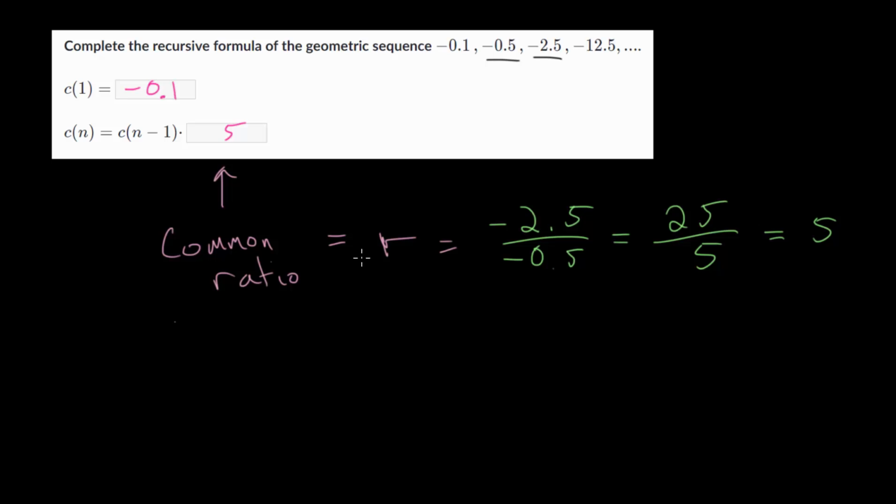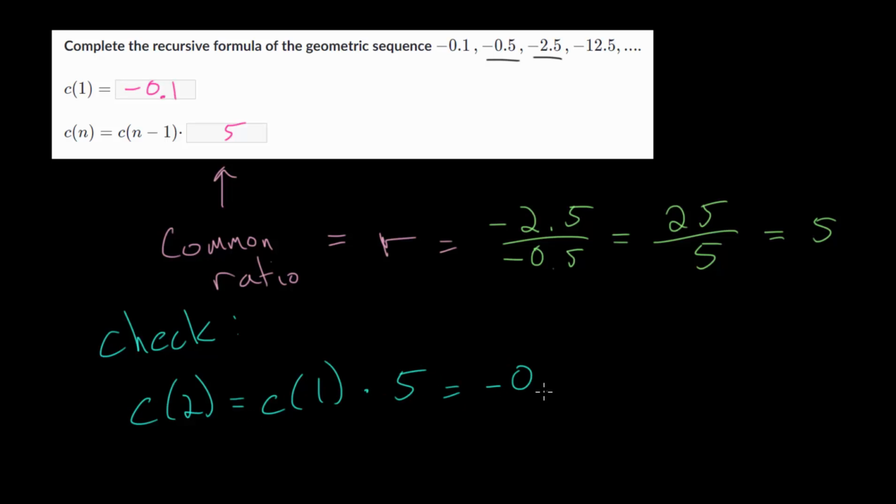But of course, we want to do a quick check just to make sure this is right. So to find the second term, it will be the term before it, so c of 1 multiplied by 5, but the first term is negative 0.1. And we're taking 1/10 and multiplying it by 5. So we would have 5/10. And the negative will carry along. So that is what we expected it to be. So we can feel confident that these are the correct answers.